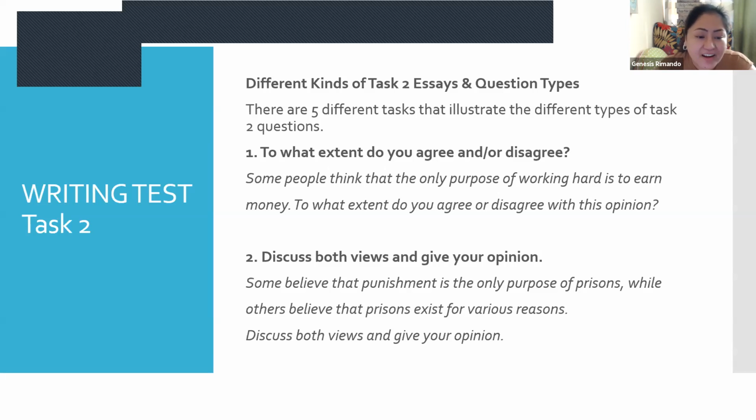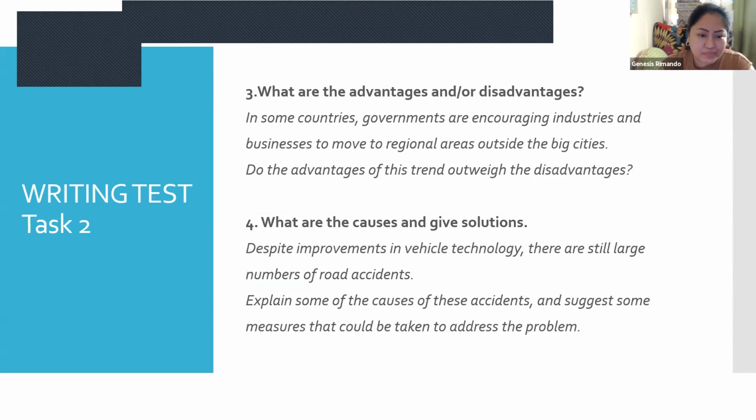Another question type is, discuss both views and give your opinion. Here is a sample question. Some believe that punishment is the only purpose of prisons, while others believe that prisons exist for various reasons. Discuss both views and give your opinion. So that's another type of essay question.